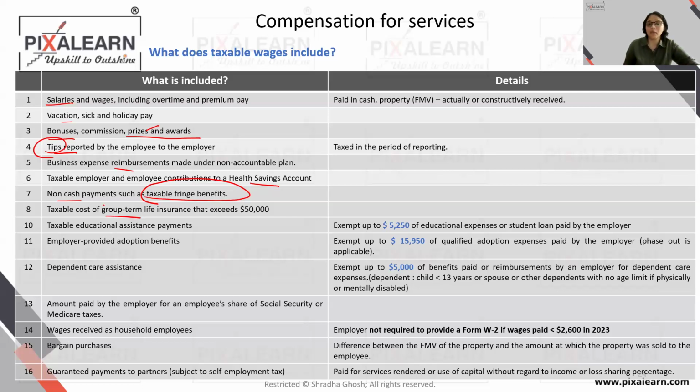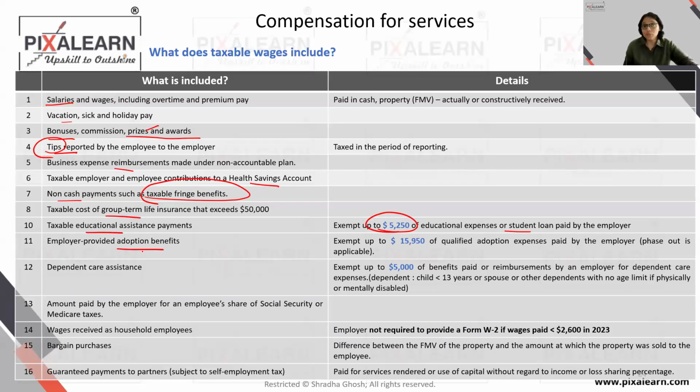If your employer is paying you for a group term life insurance and the premiums are for more than 50,000 worth of coverage, then the extra amount of premium that is paid will become taxable in the hands of the person in respect of whom the employer is paying that figure. Again, educational assistance. Here you will see that up to 5250 of the payments, if the employer is making, or even if it's a student loan which is being paid by the employer, you get the exemption. Only beyond that will be included as a part of your taxable income.